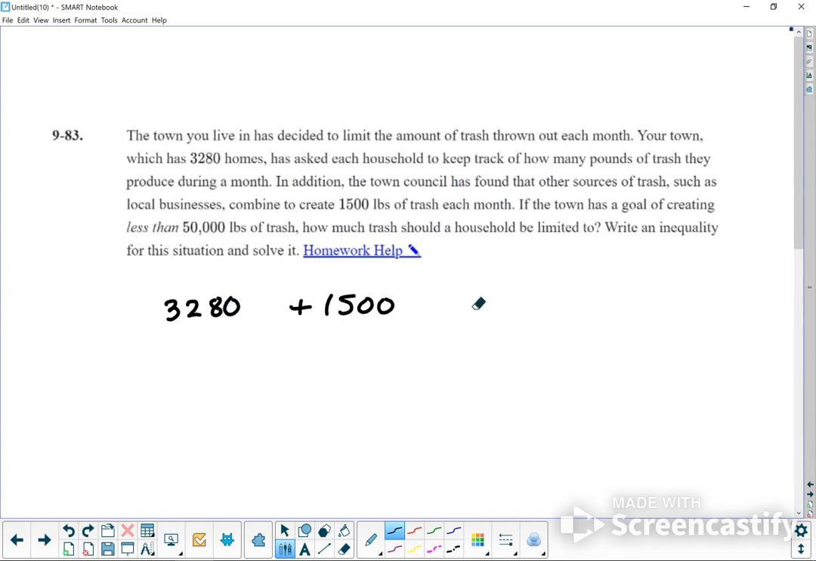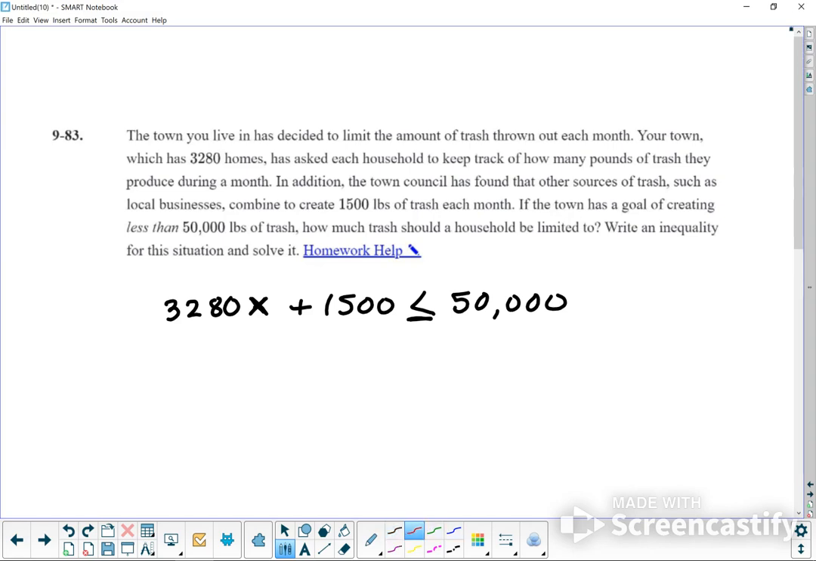So basically, this is going to be the biggest that we have, and this is going to be 3,280 homes, but we don't know how many pounds. So we're going to use x to represent the pounds that each house is going to produce. If the town has a goal of creating less than, that means that 50,000 is the most, or equal to what the town creates. So the town should be creating less than or equal to 50,000 pounds. How much trash should a household be limited to? Write an inequality for this situation and solve it.